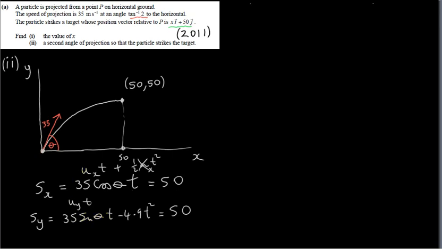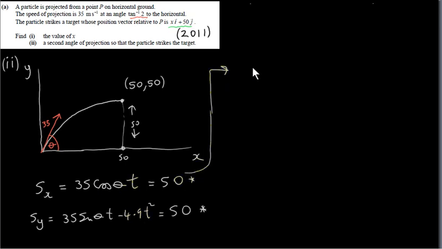So we have these two equations, and we need to solve between them to find out what theta is. By the way, sy is equal to 50. That's this distance here. So we put sy equal to 50. So we need to eliminate t between these two equations. If we take this first equation and make t the subject of it, t equals 50 divided by 35 cos theta. This can be simplified down to 10 over 7 times the cos of theta.